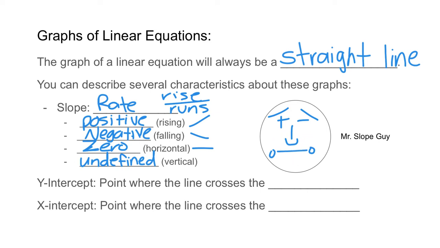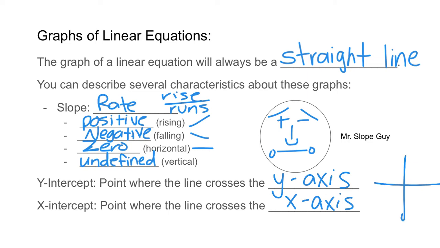And then x and y intercepts can also be described from the graph. So the x-intercept and the y-intercept are places where they cross the axis. The y one is, of course, where it crosses the y-axis. The x one is, of course, where it crosses the x-axis. In case you have forgotten, in a coordinate plane, the x is the one that goes left to right. The y is the one that goes up and down.